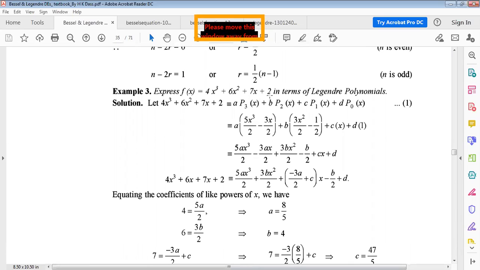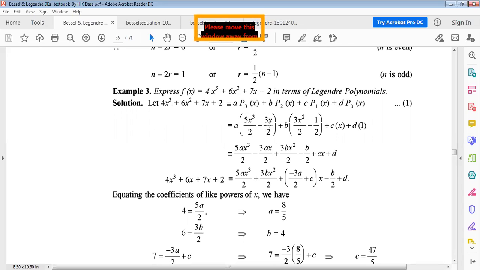Now express this in terms of Legendre polynomials. We have to express 4x cube plus 6x square plus 7x plus 2 in terms of Legendre polynomials. This is the given function, and it can be written as a times P3(x), b times P2(x), c times P1(x), plus 2 times P0(x), because this is a constant with no variable, which is why it is the P0 polynomial. So we can take this as equivalent, and we have to find a, b, c.